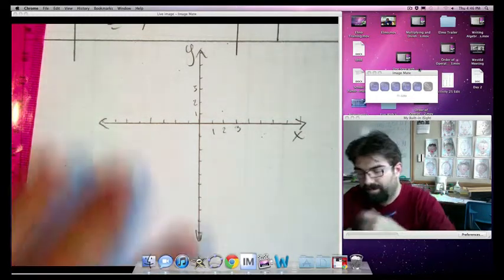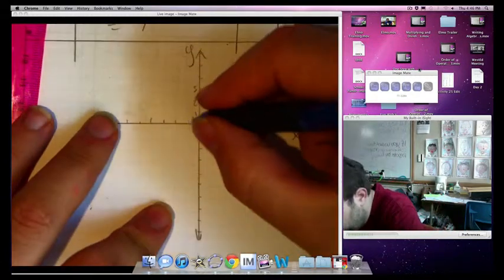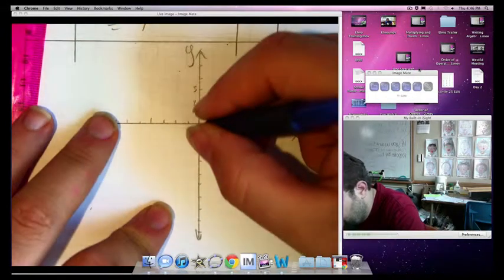So, personal opinion. I'm going to graph my first point. -1, so back 1, because that's X. Down 1 for Y.